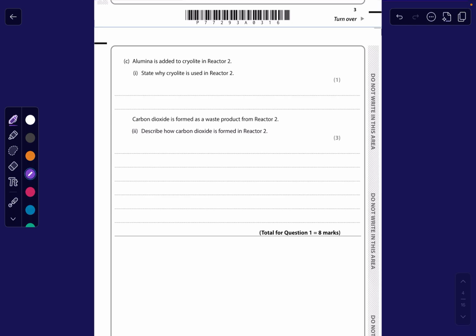C, so we're going to go to alumina is added to cryolite in reactor number 2. And remember, cryolite is only used for one purpose, and it's to lower the melting point of alumina. It isn't a catalyst. A catalyst increases the rate of reaction by providing an alternate reaction pathway. This just helps it dissolve. That's it. So we're just going to say lowers the melting point of alumina.